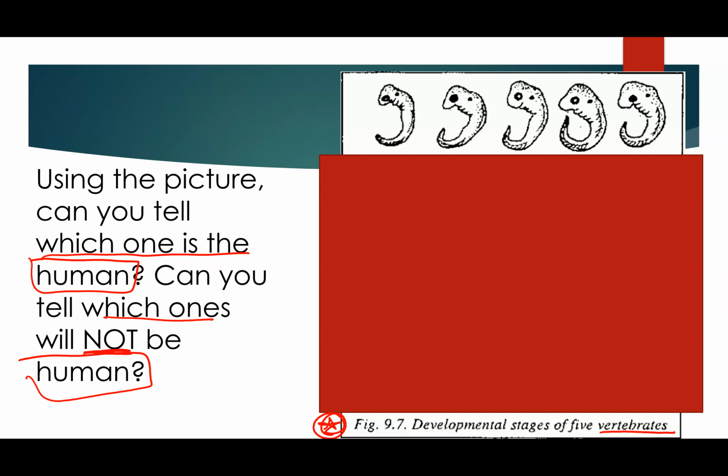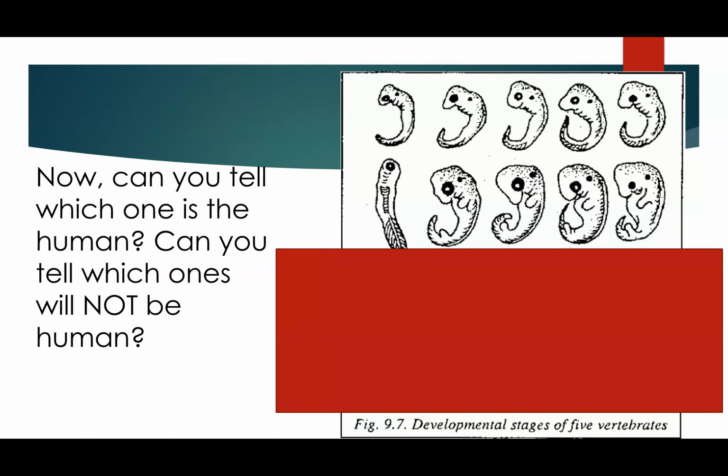I'll give you another clue here. How about now? Can you tell which one is the human? Which one's not gonna be human? Well, I probably would guess this one is not going to be human, right? We do not have a tail, we don't have flippers, and our body does not look like that. What about this one, this one, this one, this one? What do you think? I'm not sure. All right, let's keep going.